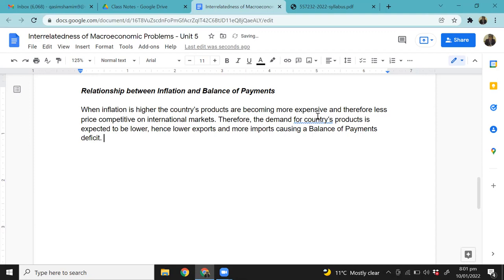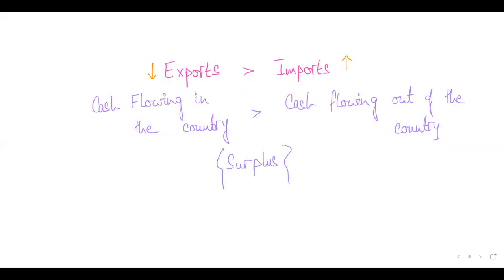So here's the thing. Relationship between inflation and balance of payments, right? If your country's products are more expensive, there would be less demand for your exports, you'll export less and you'll import more, because your consumers are also looking for cheaper options from other parts of the world. So they are more likely to import. And when they do that, lower exports, higher imports, which means what? More cash is flowing out of the country than the cash that's coming in. So cash flowing in drops, cash flowing out increases, and therefore that would result in a deficit, right? Okay, that was the simple concept that we've just discussed.